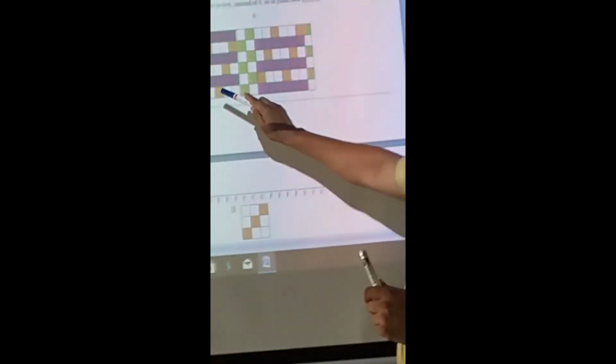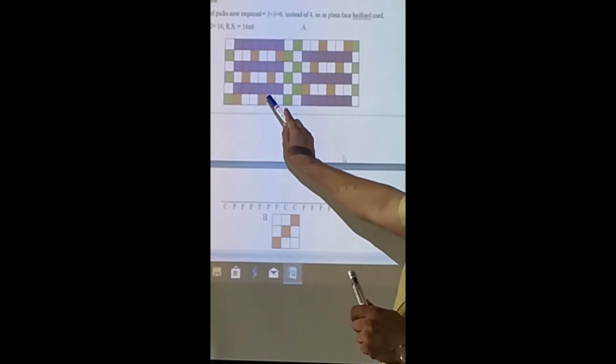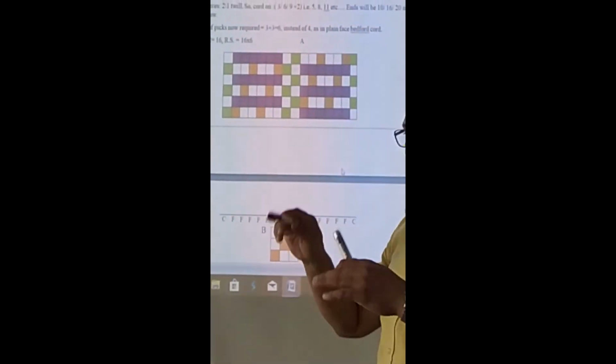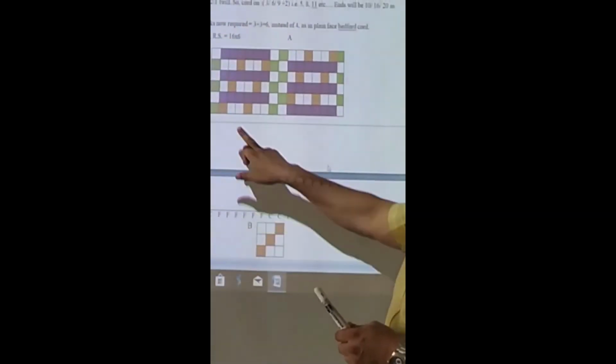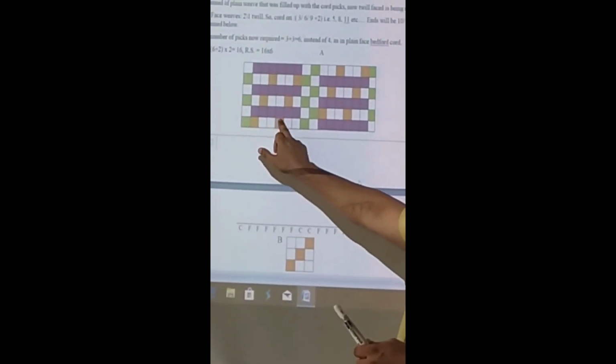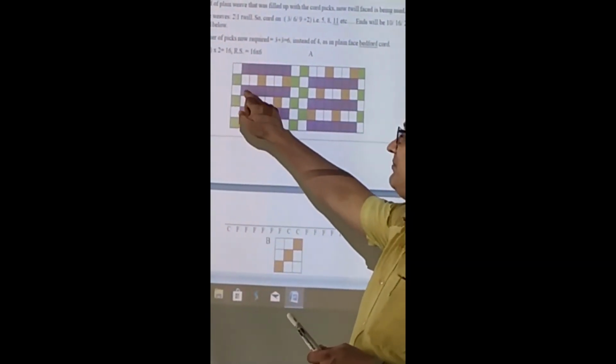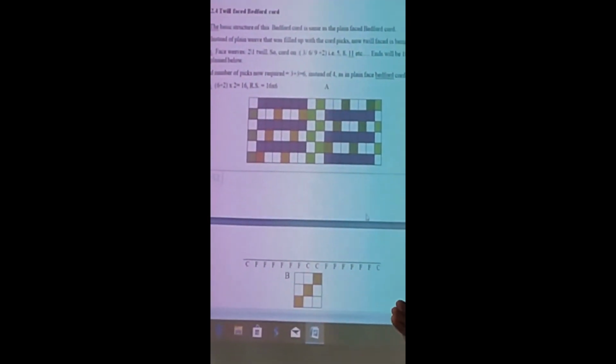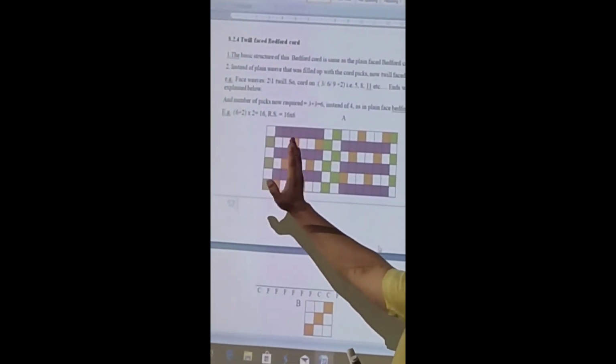Okay. So it is 12B. It can be 1 up, 2 down, 1 up, 2 down. It can also be 2 up, 1 down. You can fill 2 up, 1 down, 2 up, 1 down. Minimum size is 3 of 12. So 3 plus 3, the number of picks minimum will be 6.